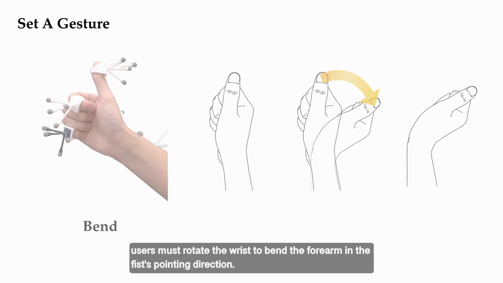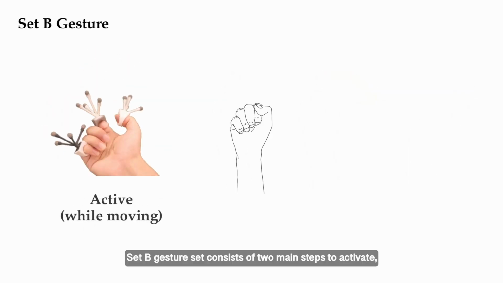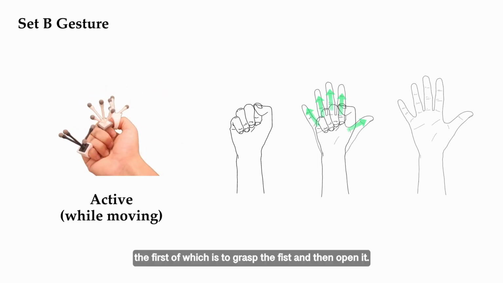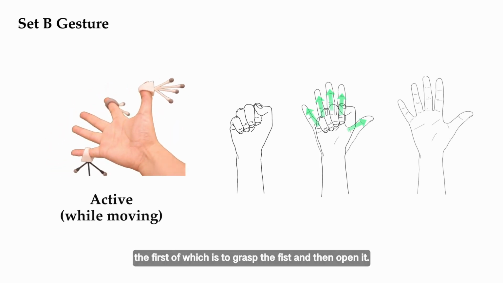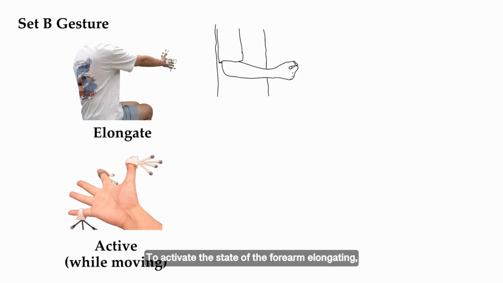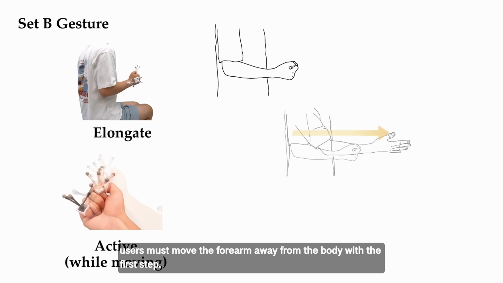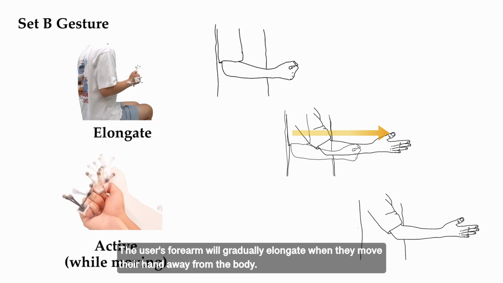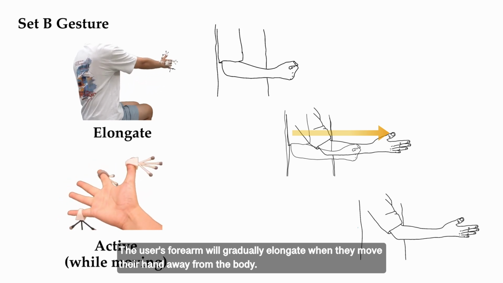Set B's gesture set consists of 2 main steps to activate, the first of which is to grasp the fist and then open it. To activate the state of the forearm elongating, users must move the forearm away from the body with the first step. The user's forearm will gradually elongate when they move their hand away from the body.